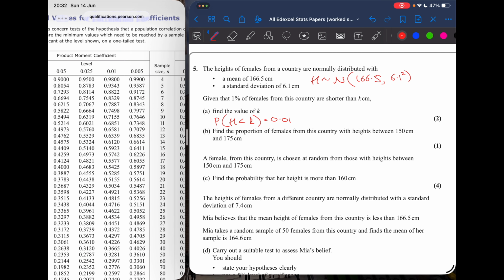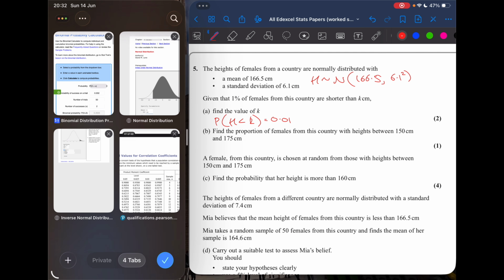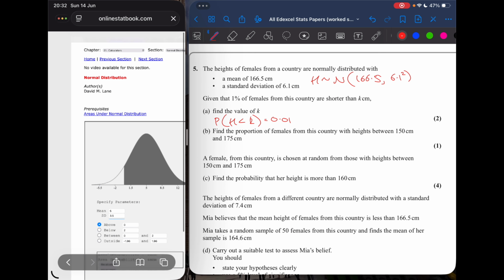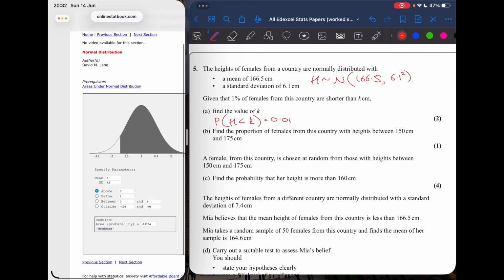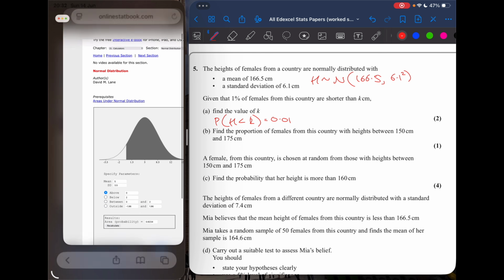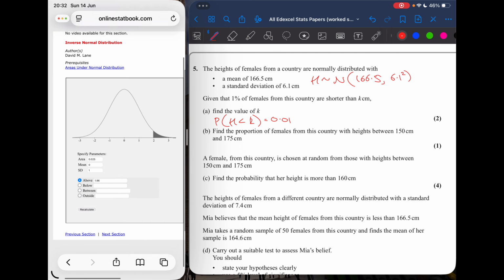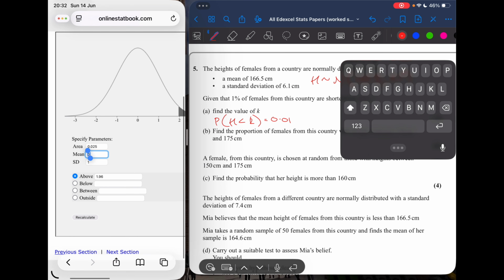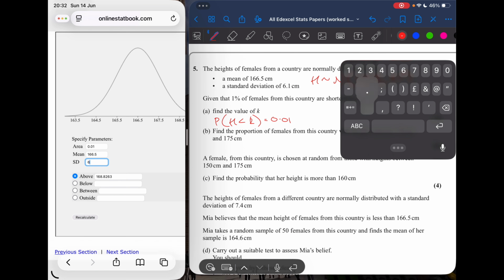So we need to do the inverse normal. We have the probability, and we're going to find out what was the input. Where is the inverse normal on here? Is it this one? No, it's not. It's this one. So what values do we have? Well, the area, that's probability, 0.01. Mean, we have 166.5. Standard deviation, 6.1.